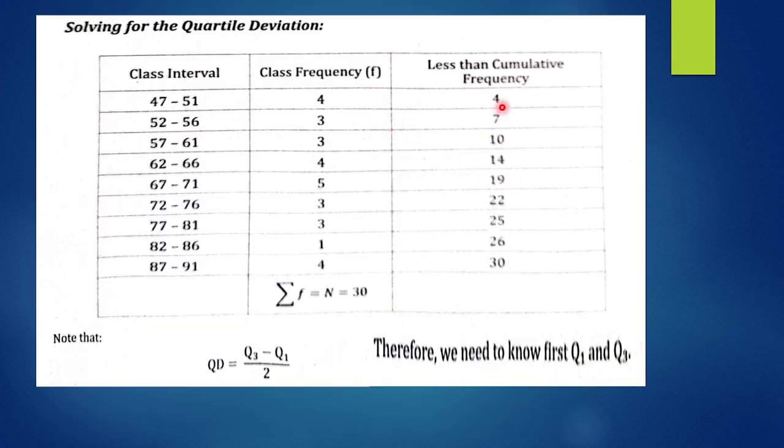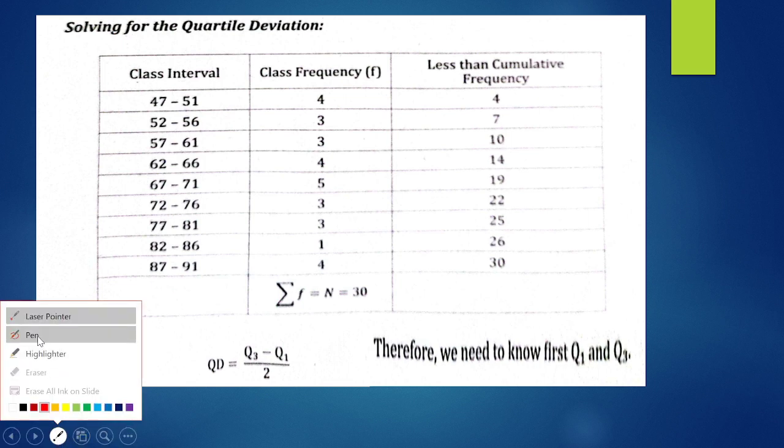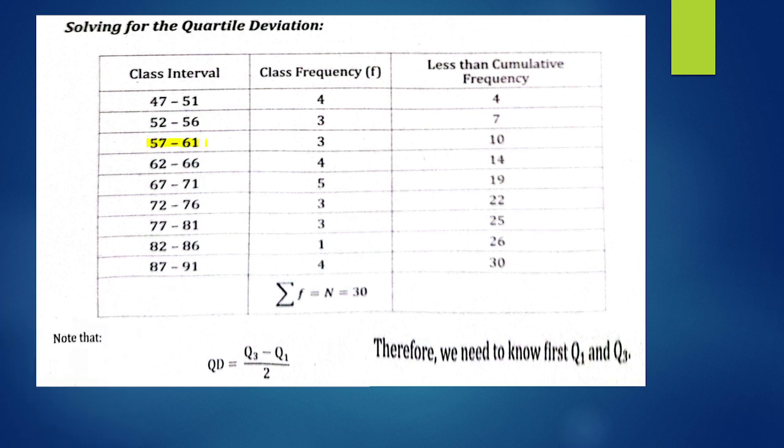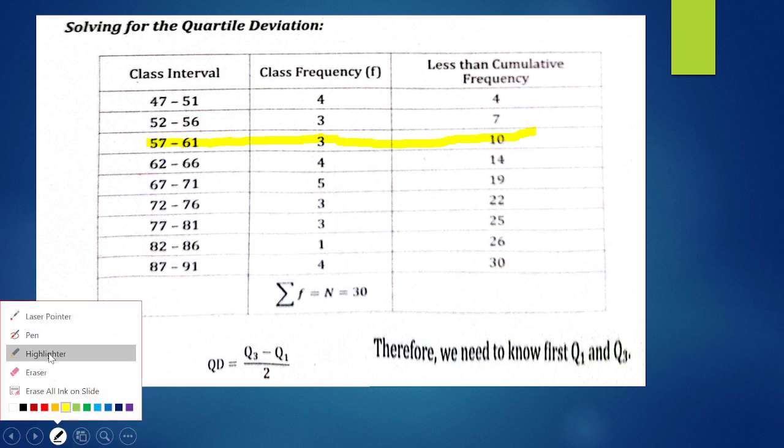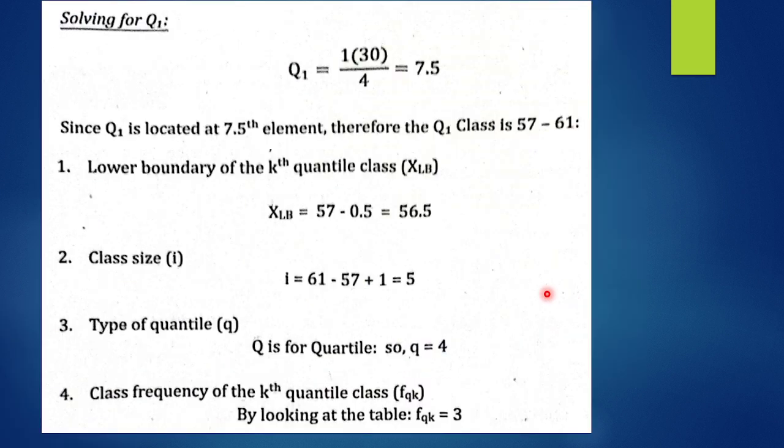Let's check. We base it on the cumulative frequency. 7.5 is beyond 7. So it is not here; if it goes beyond 7, we go to the next one. So this is the 57 to 61 class interval. This is our Q1 class. Let's highlight it first. Okay, we will just use yellow. That is the Q1 class.